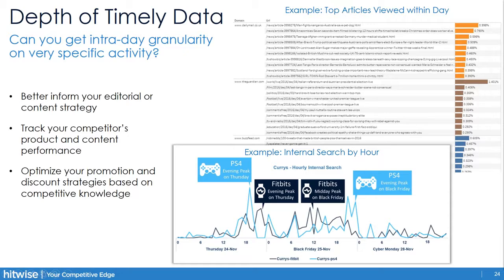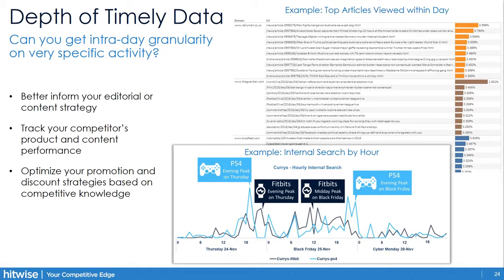And then with search, having an understanding of what the target audience is searching for is one thing. But knowing when they search for that specific kind of product means that you can optimize your promotions and offers to take advantage of that behavior.